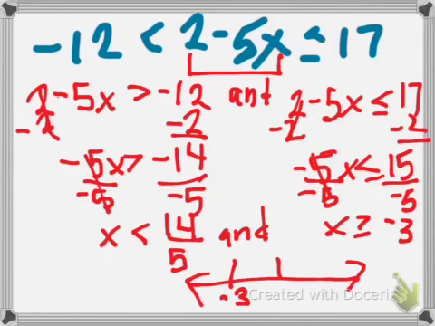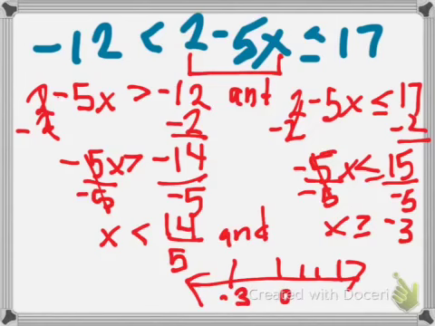14 over 5, here's 0. 14 over 5 is 2 4/5. 5 will go into 14 2 times with a remainder of 4. So 2 4/5 would be somewhere in between here.